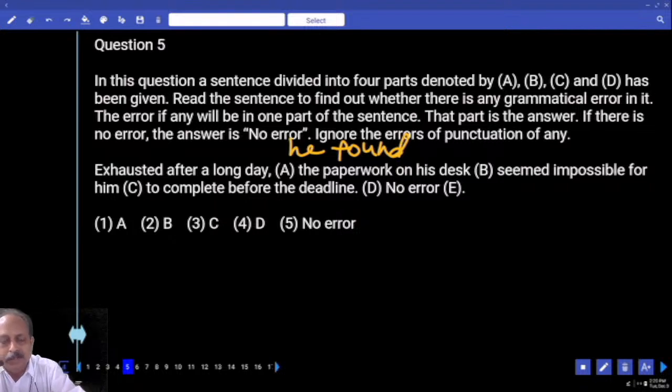I will simplify. When I write that way, is it clear or not clear? Who got exhausted? He got exhausted. So there is an error here. What does the key say?